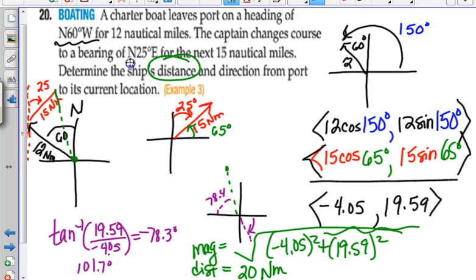Both of these were off of north. Could we give them an angle off of north? How could we find this little angle in here off of north? Yeah, we could subtract 90 from this answer, or we could take 90 minus the 78.4. It's the same thing, I promise.